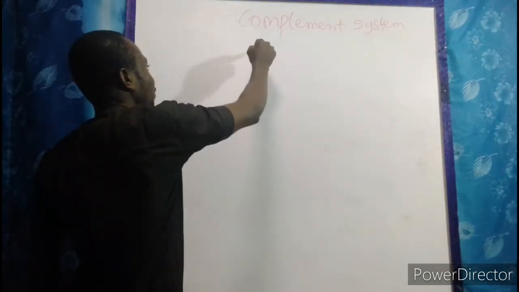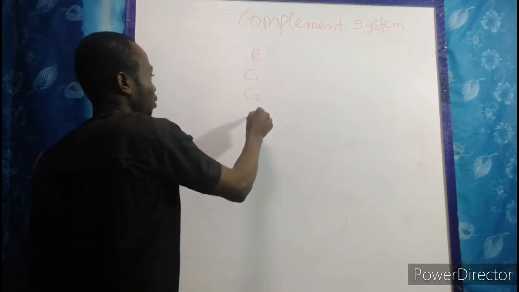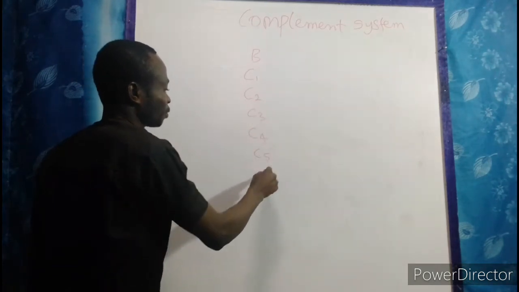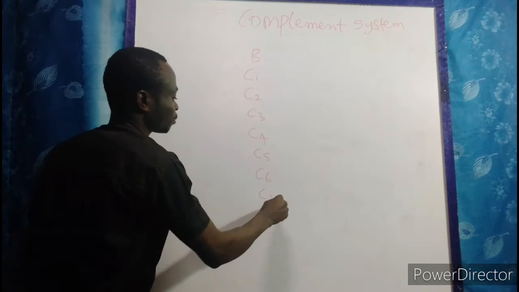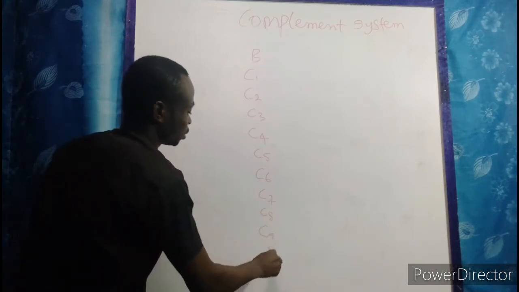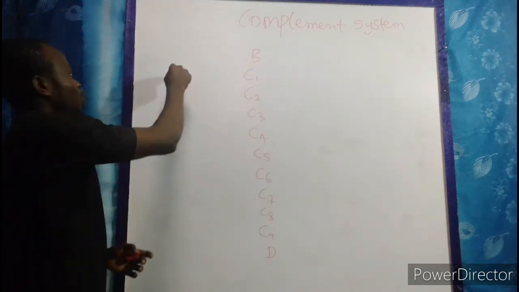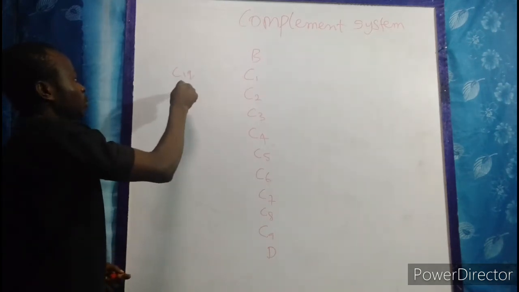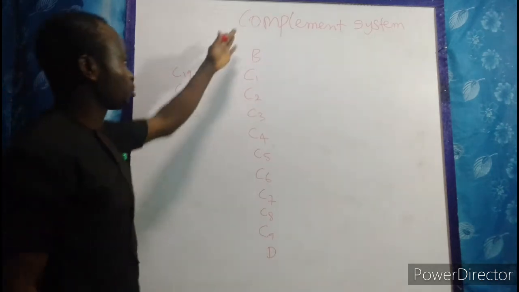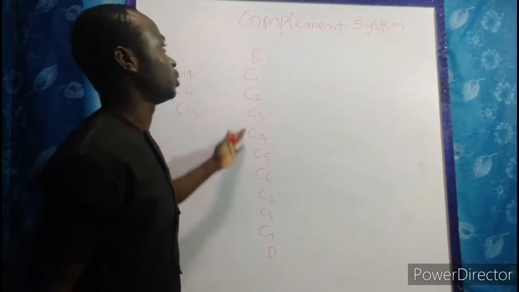They are named factor B, factor C1, factor C2, factor C3, factor C4, factor C5, factor C6, factor C7, factor C8, factor C9, and factor D. But factor C1 has 3 sub-factors: factor C1q, factor C1r, and factor C1s. These proteins catalyze a series of reactions whose end product has an immune effect.